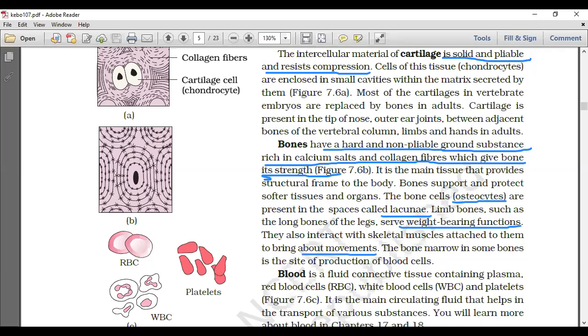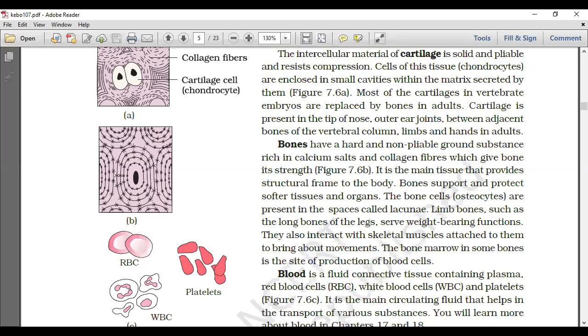The bone marrow in some bones is a site of production of blood cells. So that's the story of bones. Bones have a hard, non-pliable ground substance rich in calcium salts and collagen fibers, which give bone its strength.